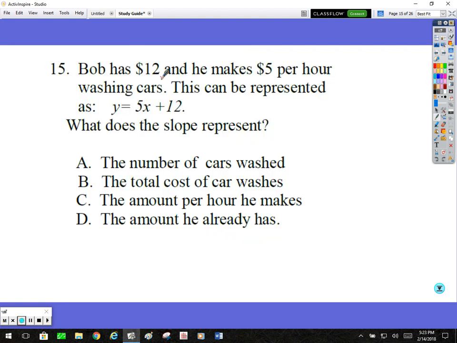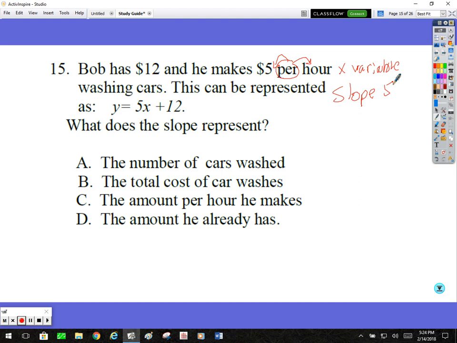15. Bob has $12 and he makes $5 per hour washing cars. Use this equation, y equals 5x plus 12. What I want to know is, what does the slope represent? Well, to figure that out, I need to find the slope. Well, we're looking for that magic word. There's the magic word. Remember, the word behind per usually is going to be my x variable. And that number that's really close to and associated with the word per, hour, right here is my slope. So in this case, my slope is 5.